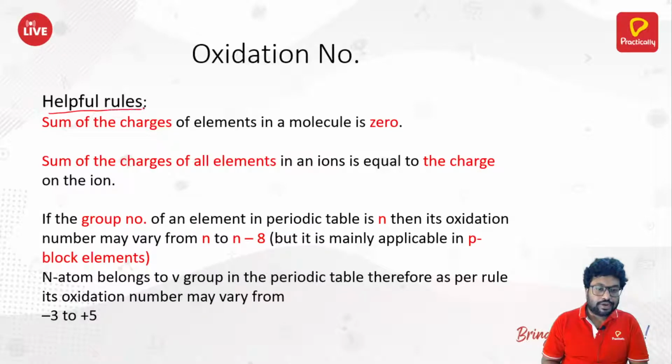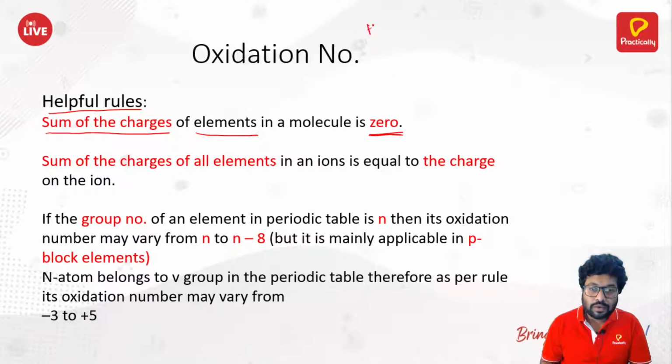What are these helpful rules? See, the sum of the charges of all the elements in a molecule is 0. It is always 0. That means, suppose you have H2O, now in H2O, hydrogen has +1. There are 2 hydrogens, so together it becomes +2. Oxygen is having a -2, so +2 -2 becomes 0.